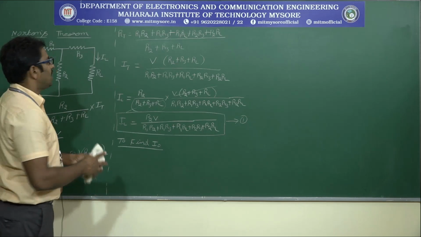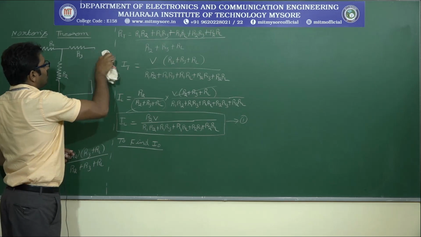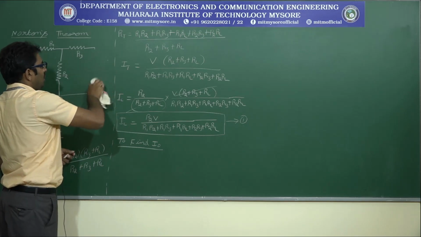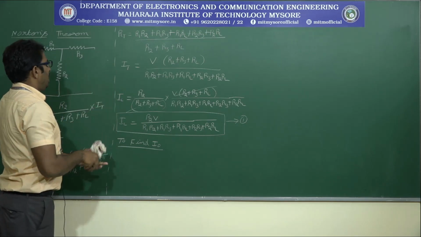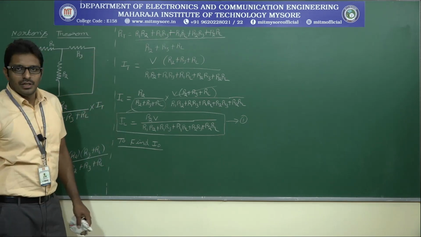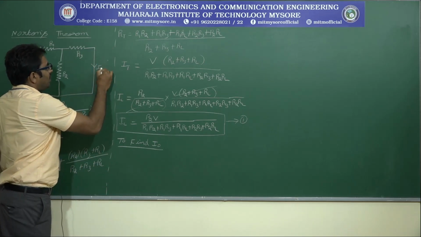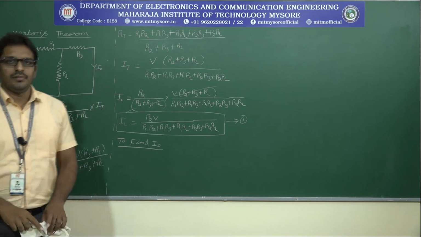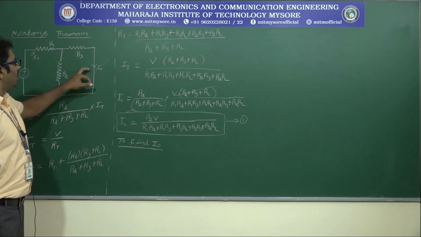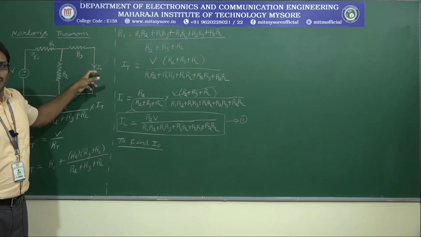Just like Thevenin's theorem, remove the load and make it a short circuit. The current flowing through this short circuit path is known as I naught. That I naught is denoted by Norton's current. I naught is nothing but Norton's current.